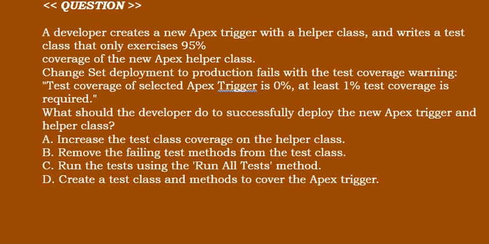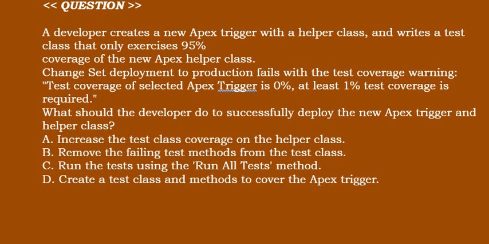Next question is, a developer creates a new Apex trigger with a helper class and writes a test class that only exercises 95% coverage of the new Apex helper class. Change set deployment to production fails with the test coverage warning. Test coverage of selected Apex trigger is 0%, at least 1% test coverage is required. What should the developer do to successfully deploy the new Apex trigger and helper class?